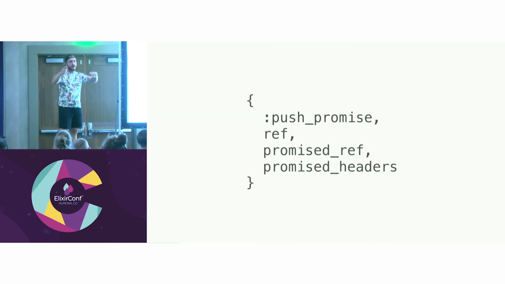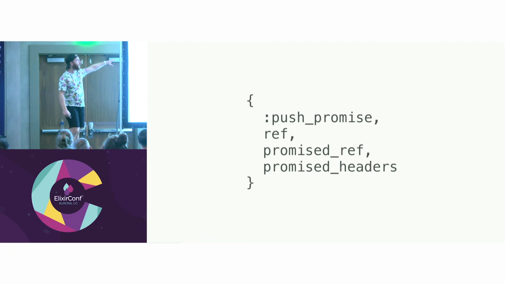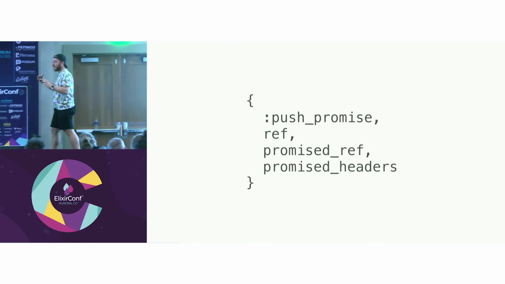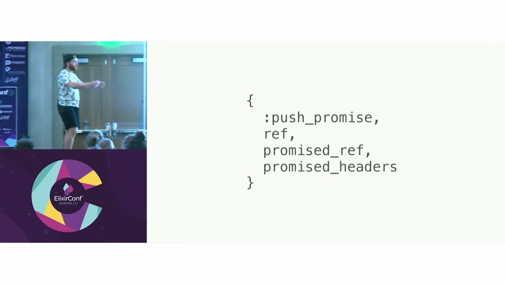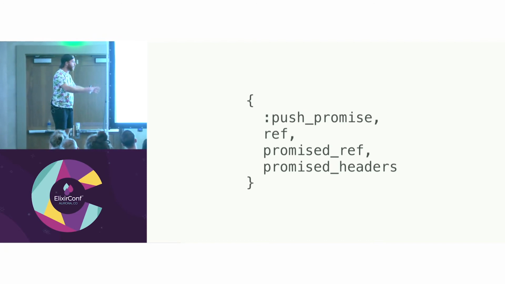Mint supports this, and the push promise response looks like this. So you have status, headers, data, and this is an additional response that you can have just for HTTP2 connections, which is push promise, and it has a ref. That's a normal request reference, and it also has a promised ref. So the promised ref is the request reference for the request that you never made, for the promised request. So it's going to say this is the response for a request that you're not going to make.